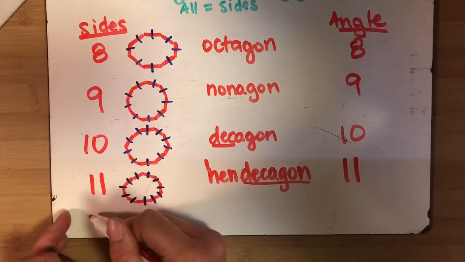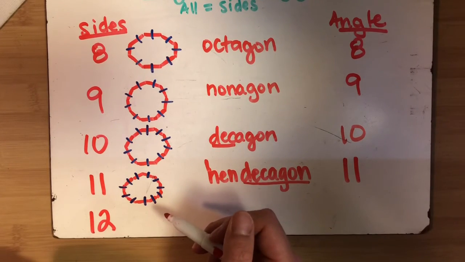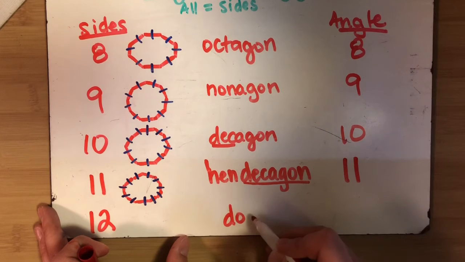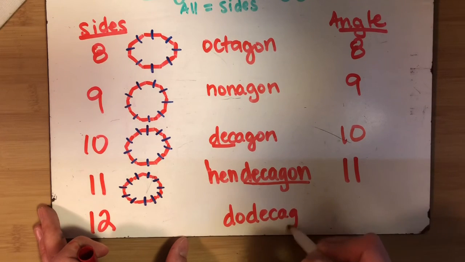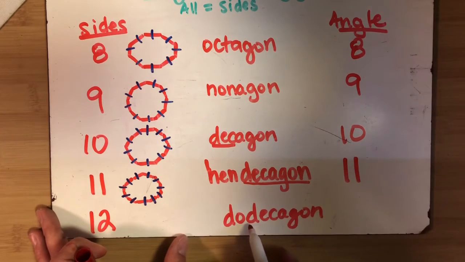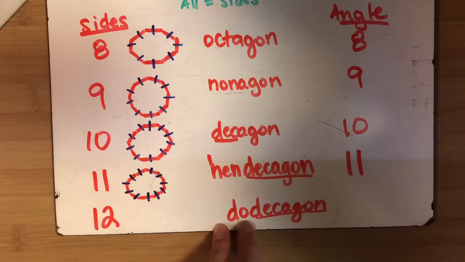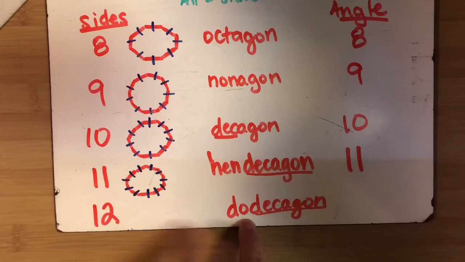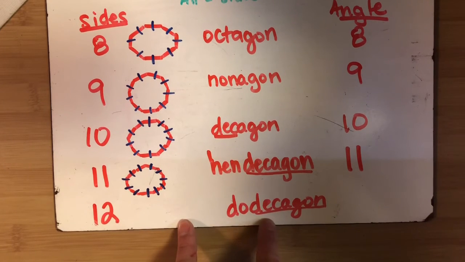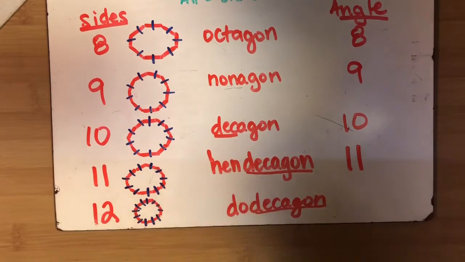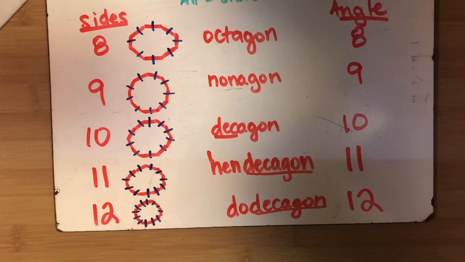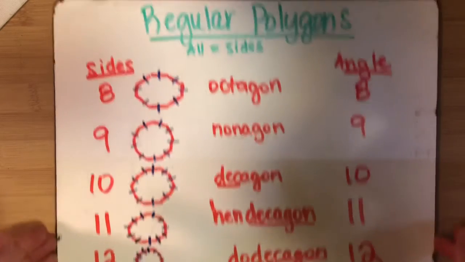Last one we're going to learn, 12-sided figure. This is called a dodecagon. So remember again, we have deca in there, and then we have the prefix do. The way that I kind of remember it is that the do part kind of reminds me of dozen, and 12 equals a dozen. So that's kind of how I remember it's a dodecagon, like a dozen decagon has 12 sides. It obviously will have 12 angles inside of it. Those are our regular polygons.